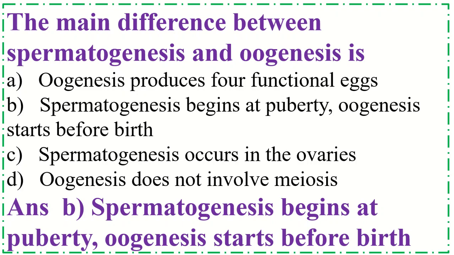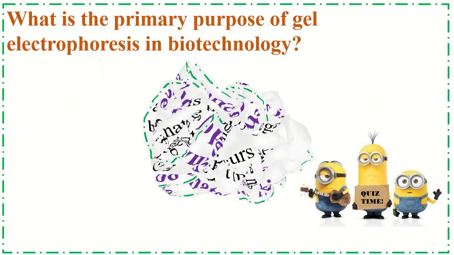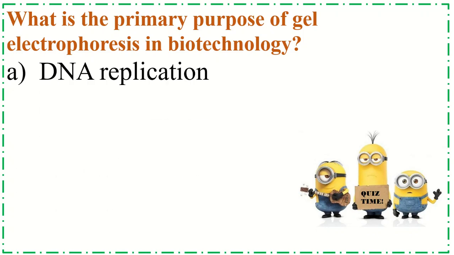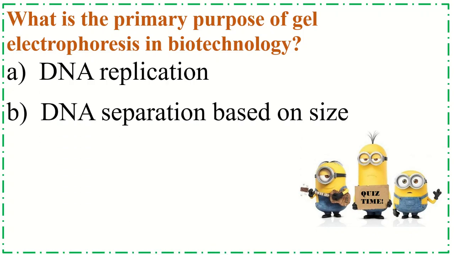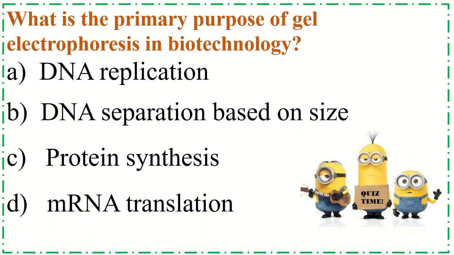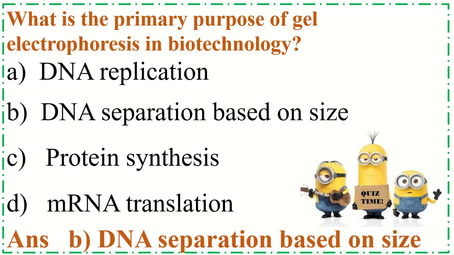Oogenesis starts before birth. What is the primary purpose of gel electrophoresis in biotechnology? Option A, DNA replication, B, DNA separation based on size, C, protein synthesis, D, mRNA translation. Correct option is B, DNA separation based on size.